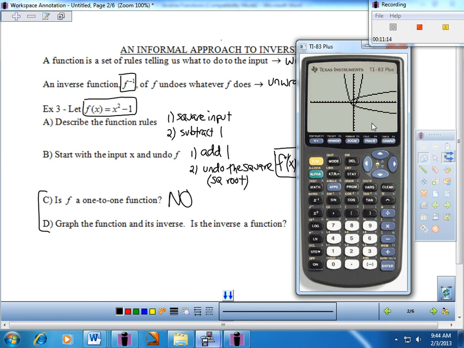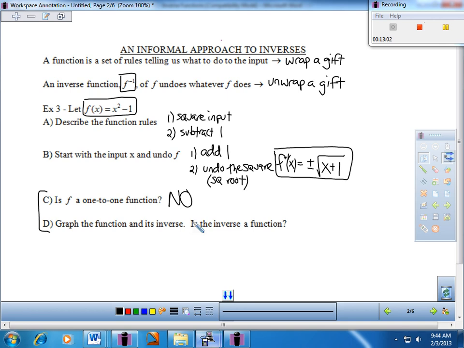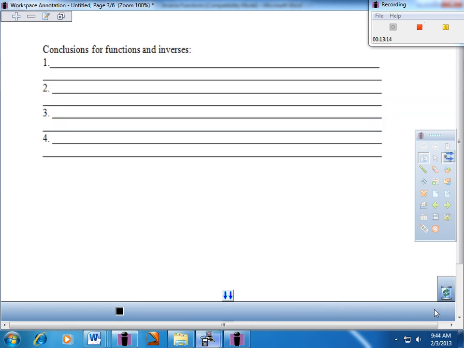And so I said C and D go together, and here we go. Graph the function and its inverse. Is the inverse a function? Absolutely not. Good. And that's the connection. So let's go ahead and start our conclusions. As you can see, yikes, there are 4 of them, but that's number 1.